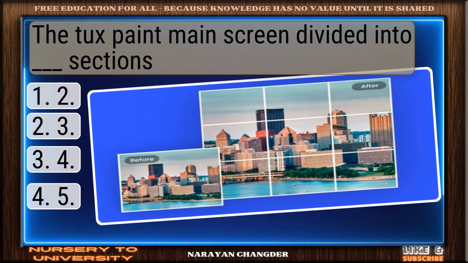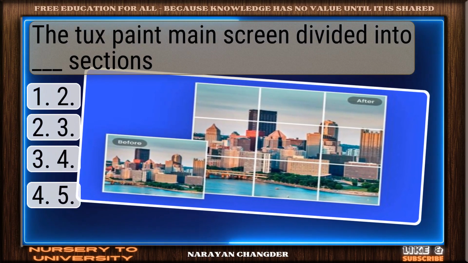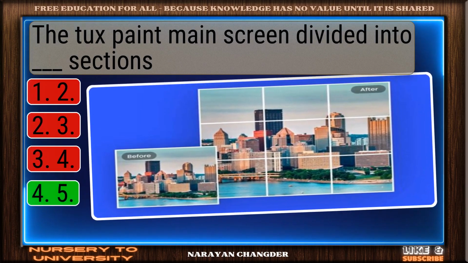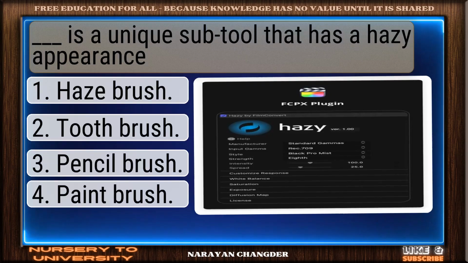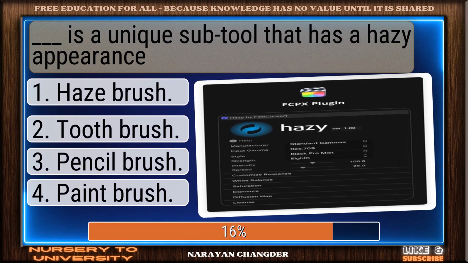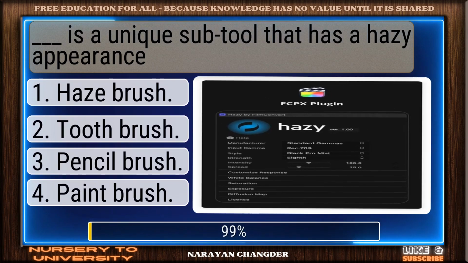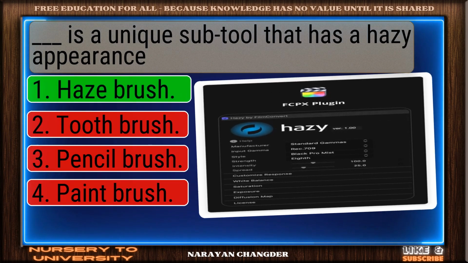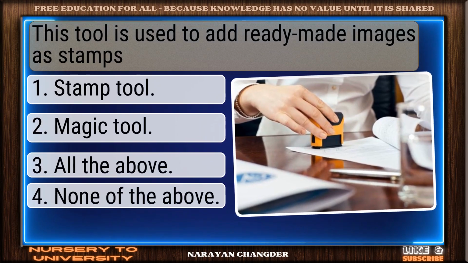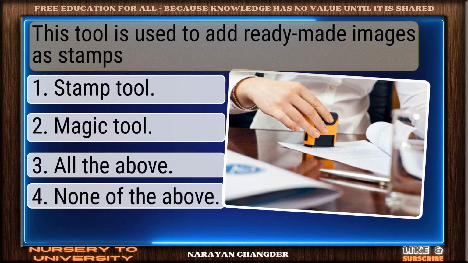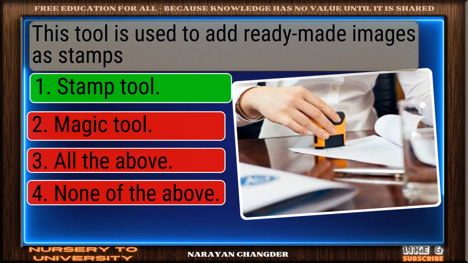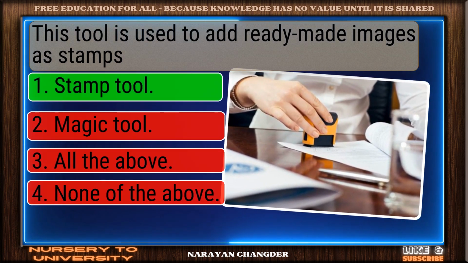The Tux Paint main screen divided into dash sections. Solid response. Dash is a unique subtool that has a hazy appearance. Right again. Haze brush is valid. This tool is used to add ready-made images as stamps. Right choice. Stamp tool is best.